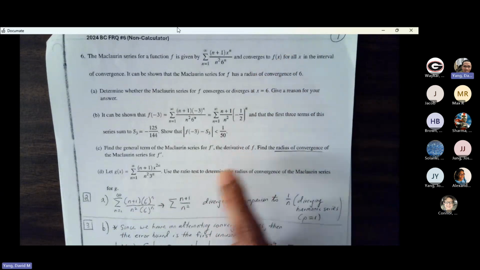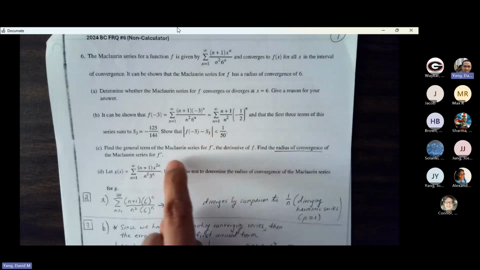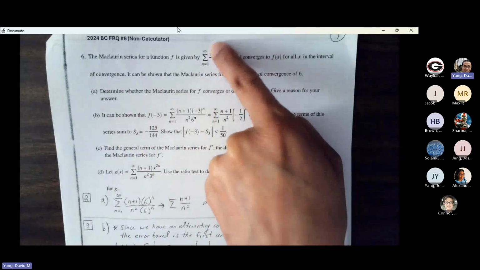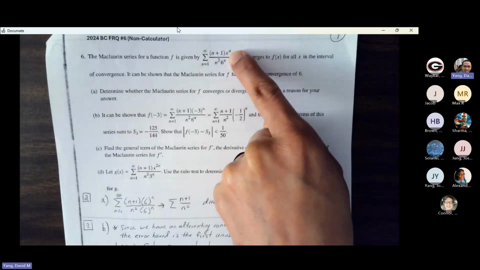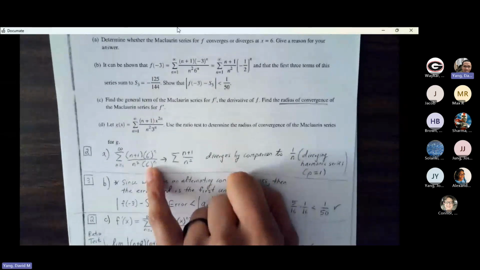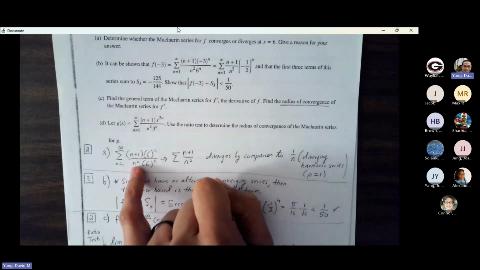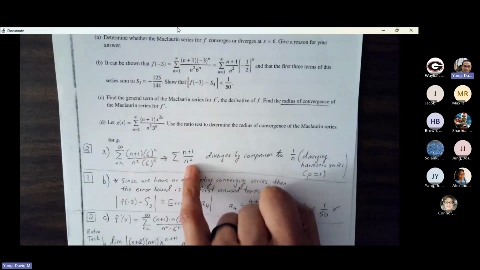So at 6, that means I'm just plugging in 6 for x and seeing what this cleans up to be. If I plug 6 in for x, I get the 6's to cancel out. 6 to the n over 6 to the n will cancel out. I'm left with n plus 1 over n squared.